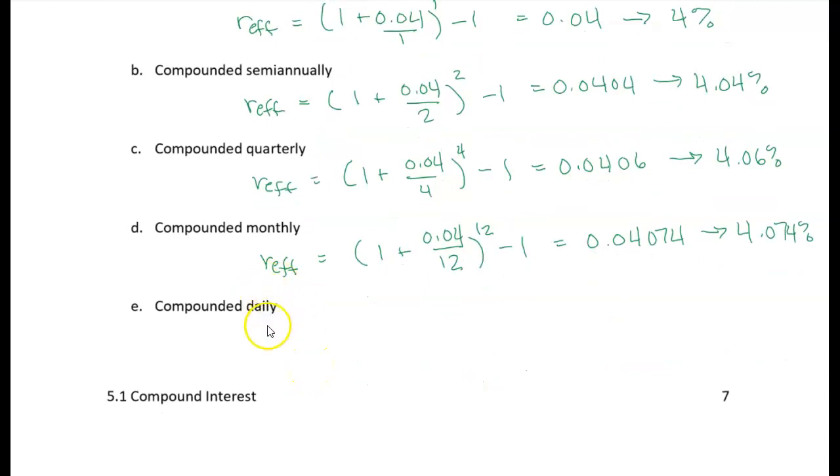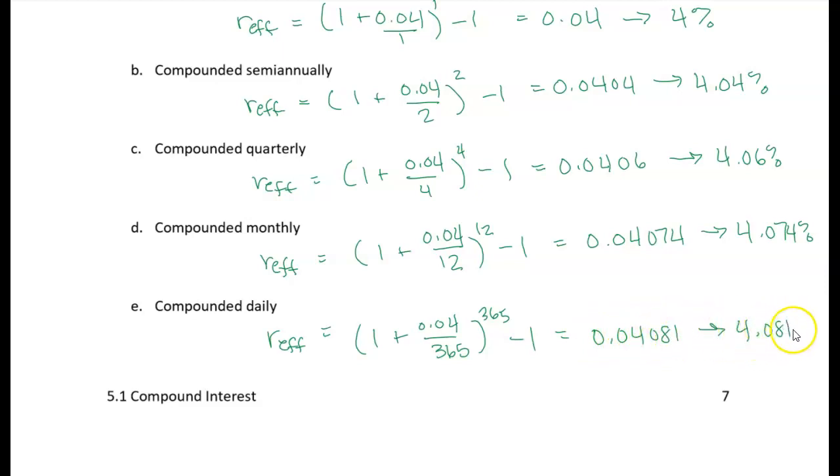All right, one more. Let's look at daily. The effective interest rate, compounding daily. So now our m is 365. So 1 plus 0.04 over 365, to the 365, minus 1. We get 0.04081. So 4.081%.